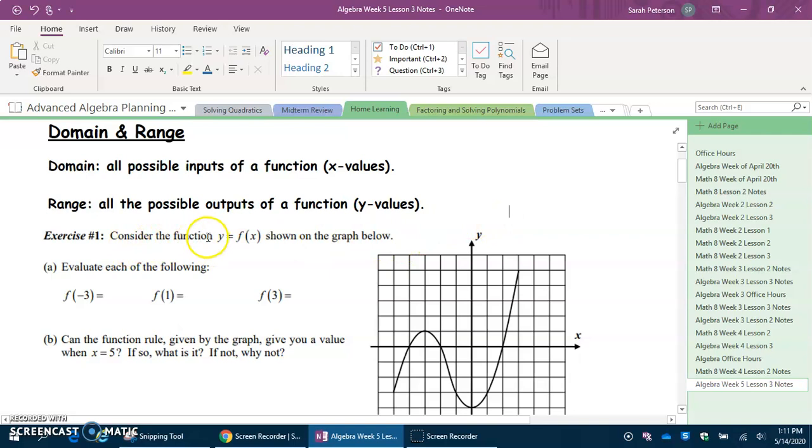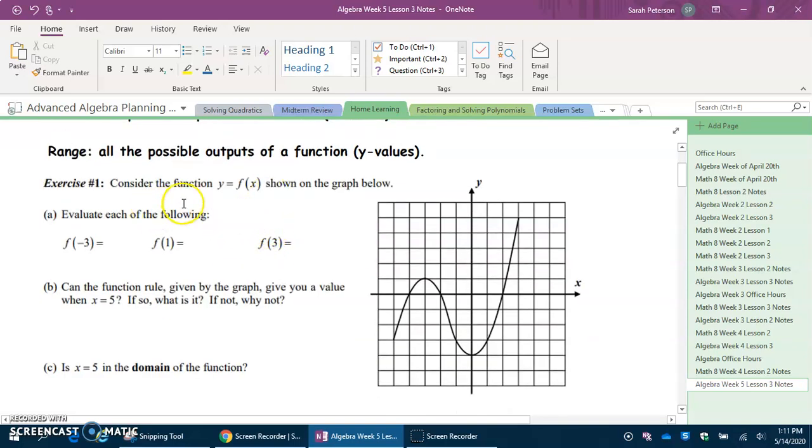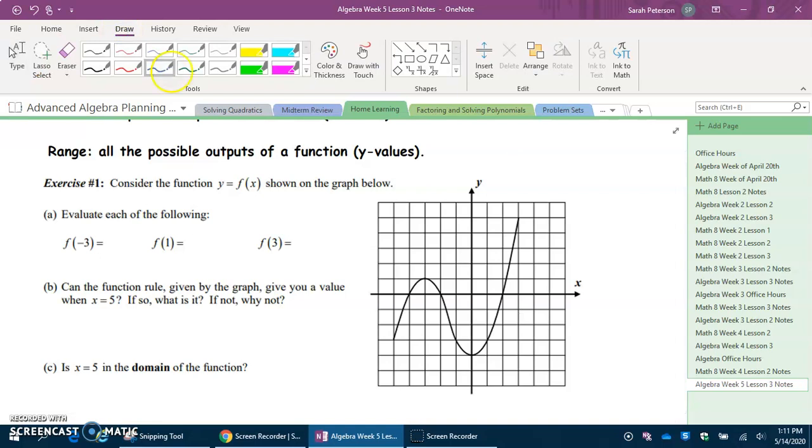So it says consider the function y equals f of x. And remember, f of x is the same thing as y, so that's why we can set them equal. They both represent outputs. Evaluate the following. The reason they say let f of x equal y is I can actually just label this axis f of x. They're both output axes, so they're equal to each other.